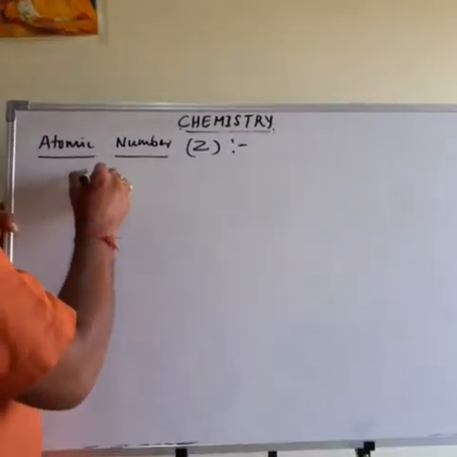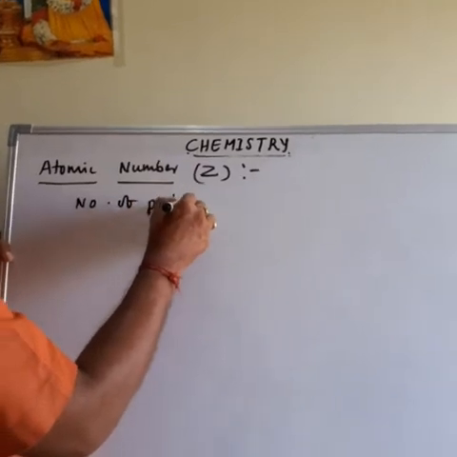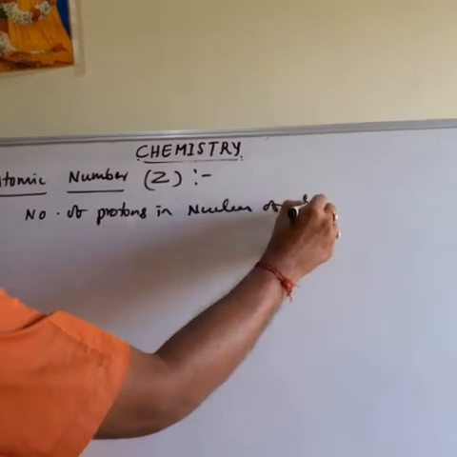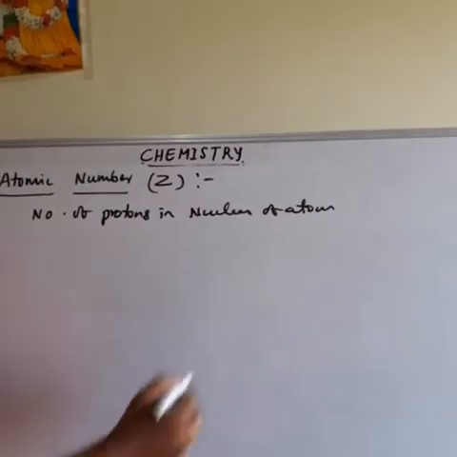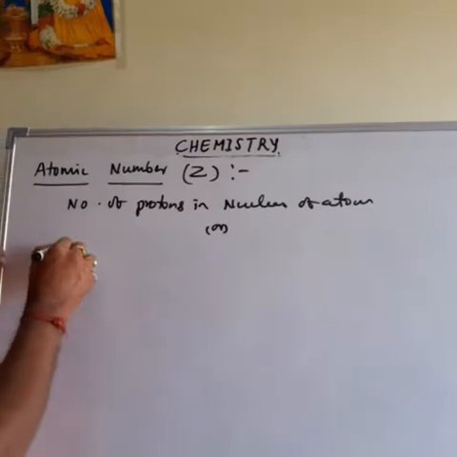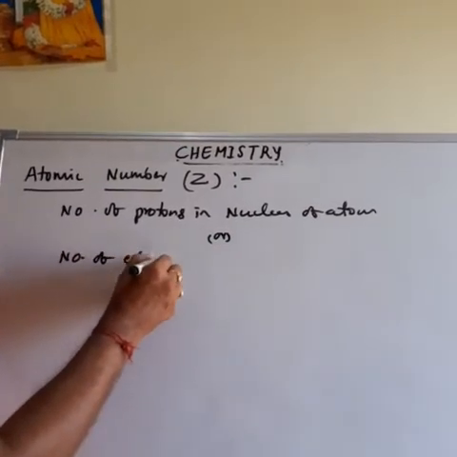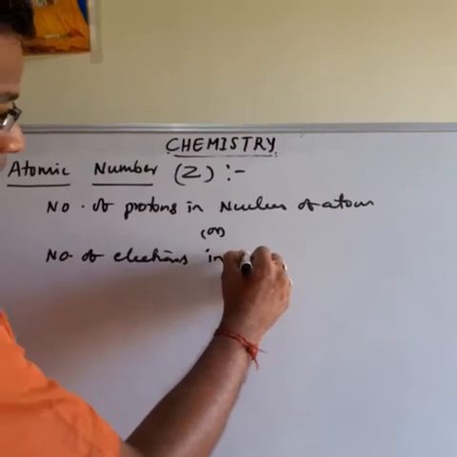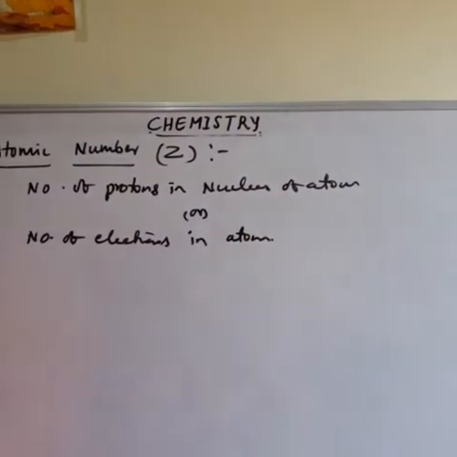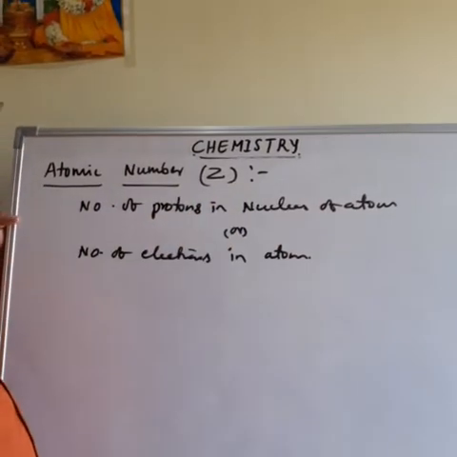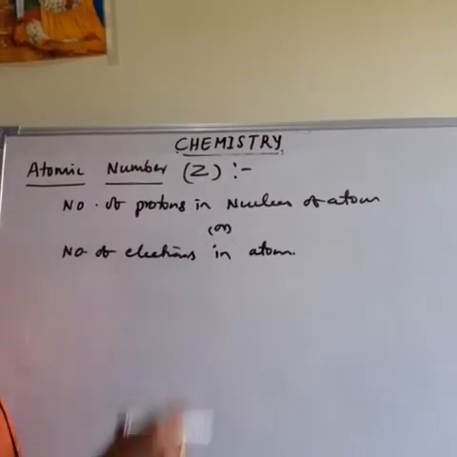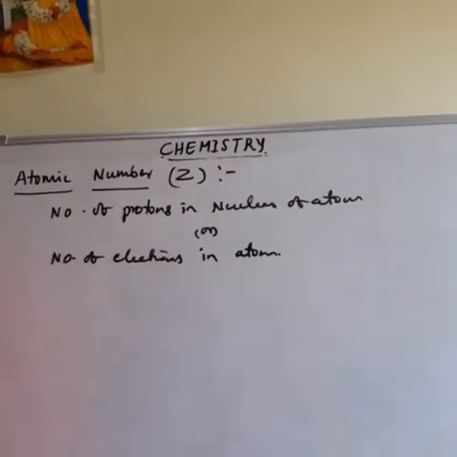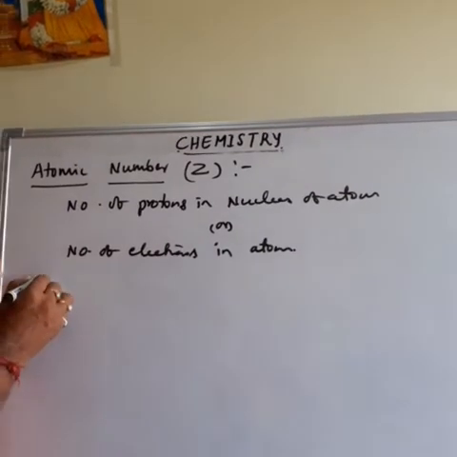The definition is the number of protons in the nucleus of an atom, or the number of electrons in the atom. The number of protons in the nucleus of an atom or the number of electrons in the atom is nothing but the atomic number. It is represented by the capital Z. Okay, now see some examples.